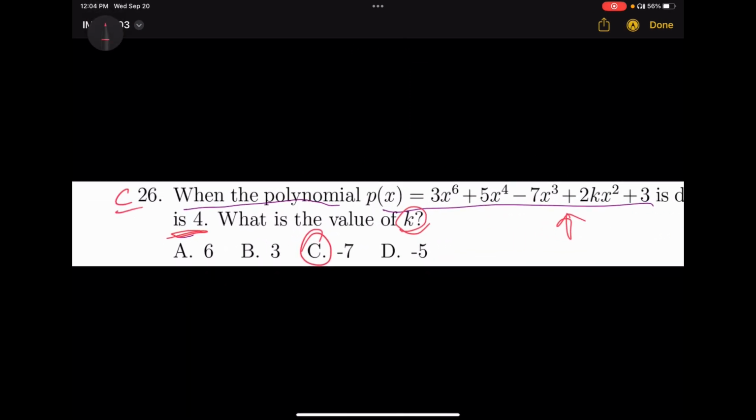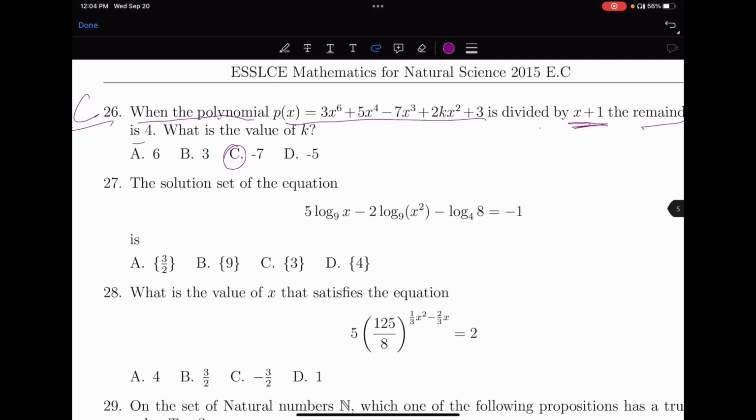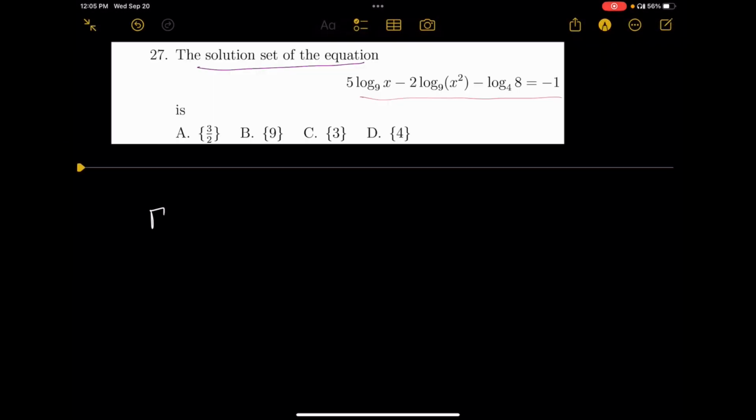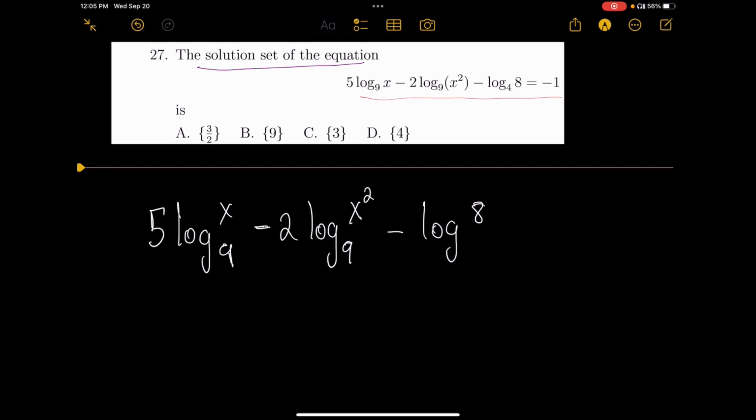Question 27: the solution set of the equation, this is what? Alright, okay. So the question is the solution set of this logarithmic equation. First, let me write the logarithmic equation: 5 times the logarithm of x to the base 9, minus 2 times the logarithm of x squared to the base 9, minus the logarithm of 8 to the base 4, is equal to negative 1.